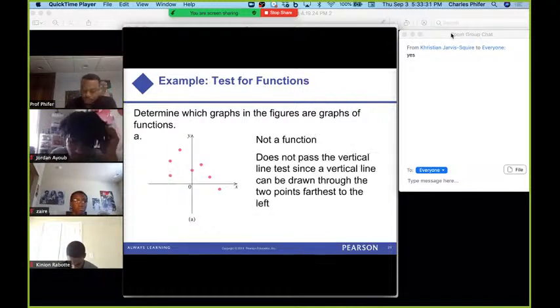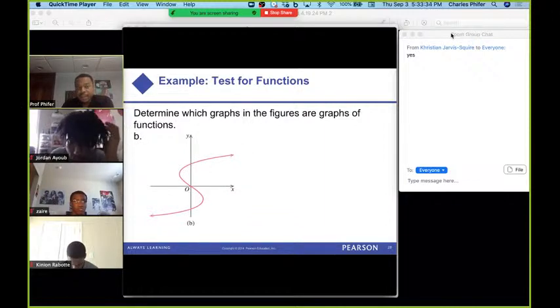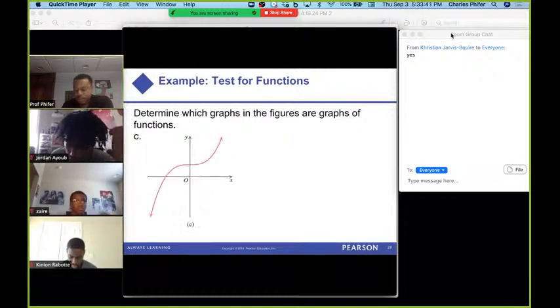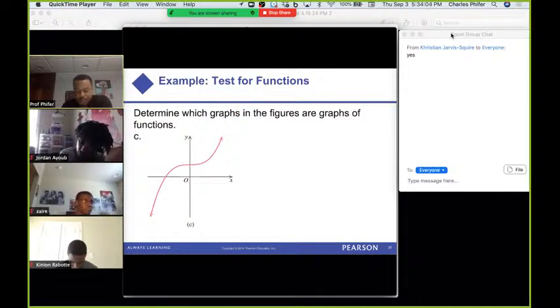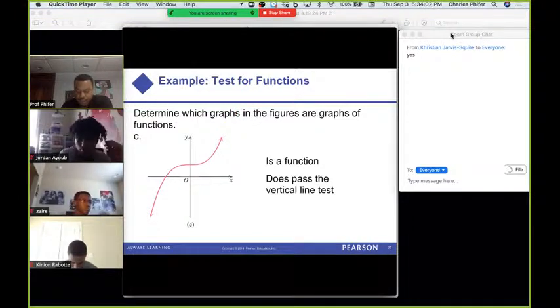Is this one a function, yay or nay? Nay. Not a function, right? We can draw a vertical line that touches it more than once. What about this one, yay or nay? Yes. No matter where we draw a vertical line, it only touches the graph once. And keep in mind, these arrows mean continue the pattern. So this is going to continue in this direction forever, and this continues in this direction forever. And this one does pass the vertical line test, so it is a function.